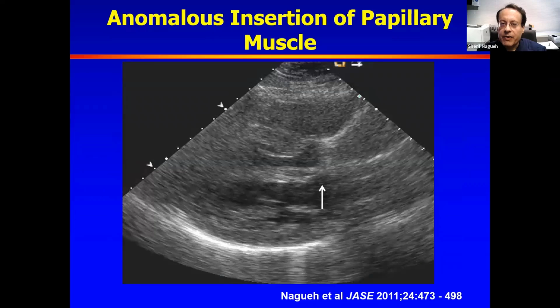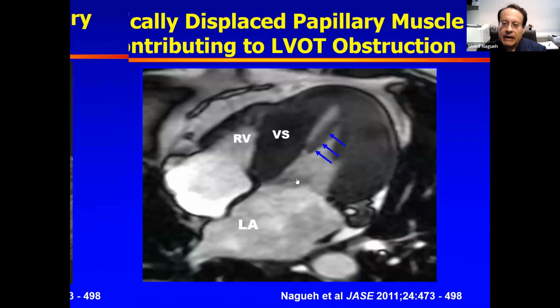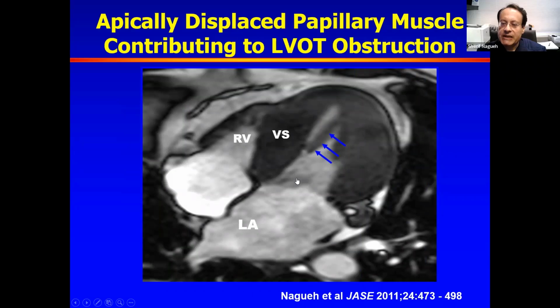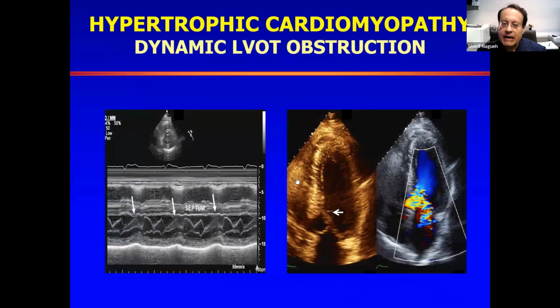This is a case where there is anomalous insertion of the papillary muscle. You see the papillary muscle almost inserting directly into the anterior mitral leaflet without chordal apparatus. Sometimes it's recognizable with the standard views. In many cases, it needs off-axis views. Again, CMR can be helpful in these cases. Example of an apically displaced papillary muscle contributing to left ventricular outflow tract obstruction is shown here with CMR.